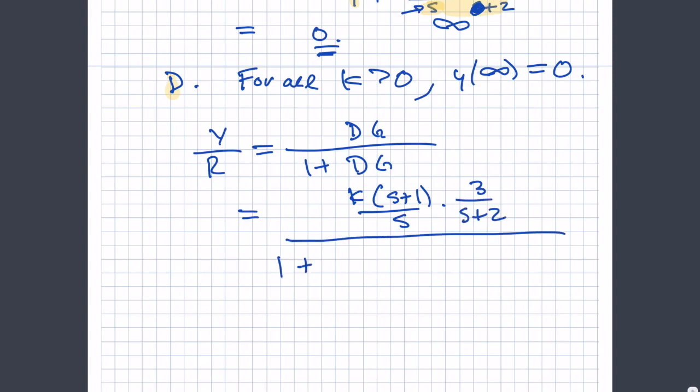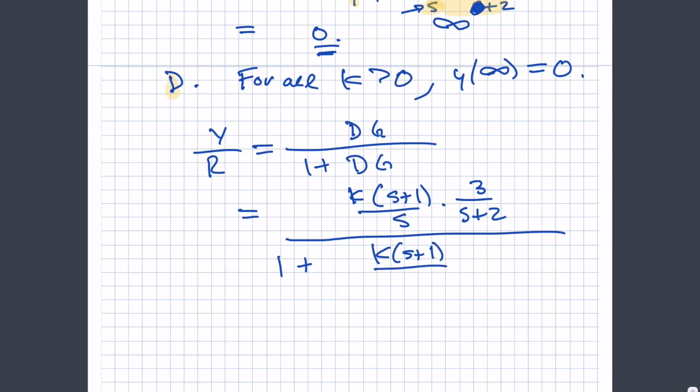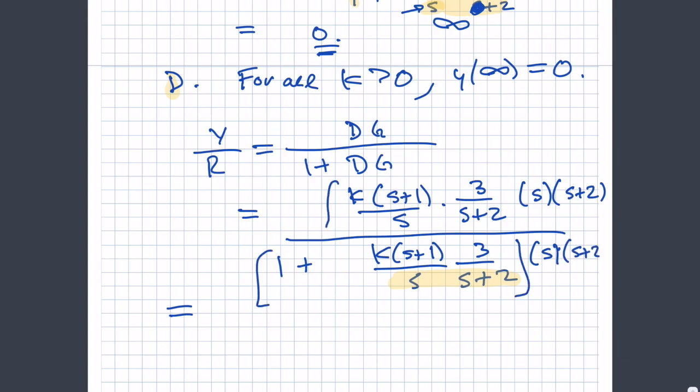And then on the bottom we have 1 plus K times (S plus 1) over S, times 3 over S plus 2. And we want to look at the denominator. The denominator polynomial is where you find the characteristic equation. So we need to do a little bit of algebra. We notice that we need a common denominator. So we can multiply top and bottom by S plus 2. So this applies across the numerator and the denominator.